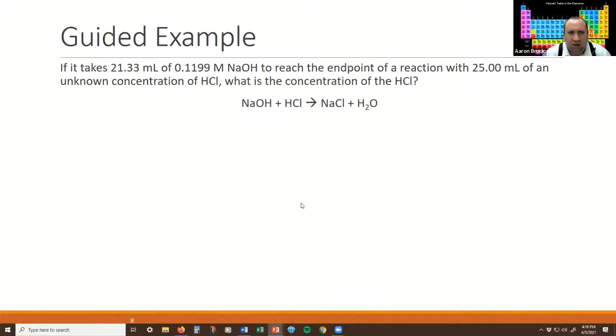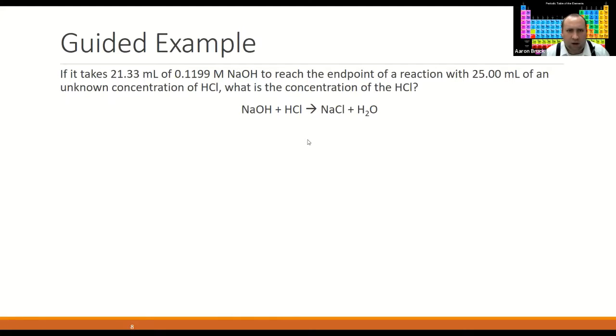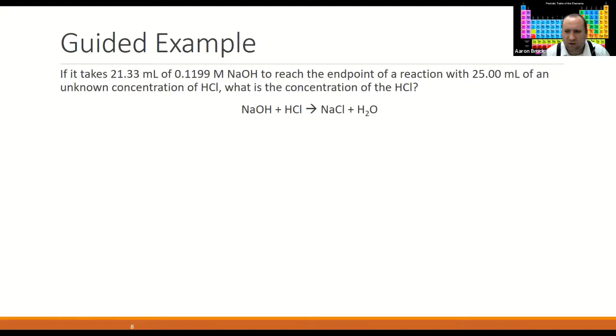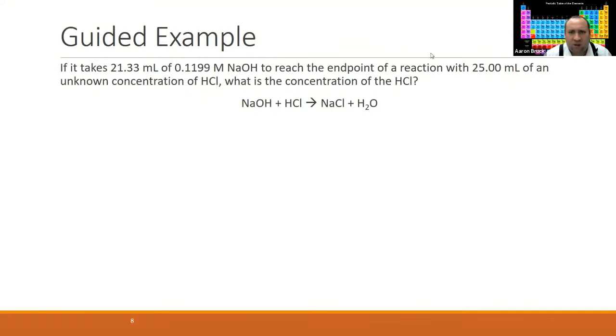All right, let's do one more example. If it takes 21.33 milliliters of our 0.1199 molar solution to reach the endpoint with 25 milliliters of the unknown HCl concentration, what is the concentration of the hydrochloric acid?